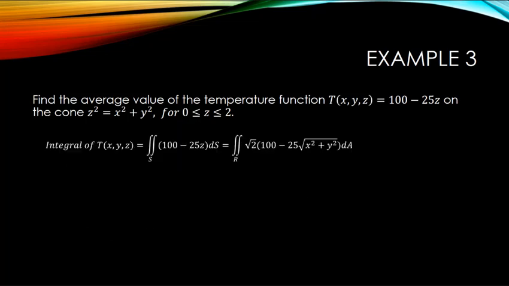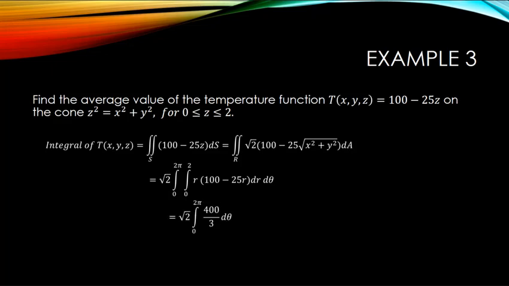The integral of T of xyz is going to be given by the double integral over S of the quantity 100 minus 25z ds, which is equal to the double integral over R of the square root of 2 times the quantity 100 minus 25 times the square root of x squared plus y squared dA. This can be written as an iterated integral where I have the square root of 2 times the integral from 0 to 2 pi of the integral from 0 to 2 of r times the quantity 100 minus 25r dr d theta.